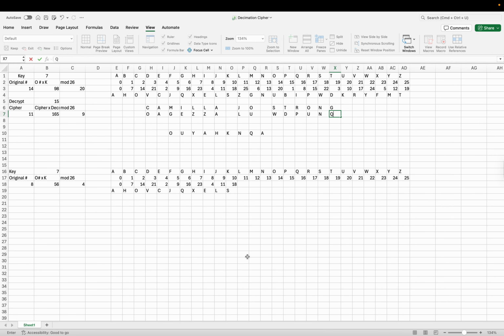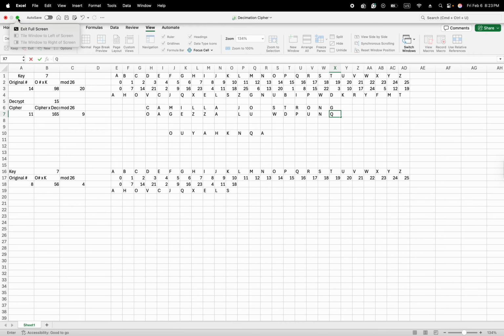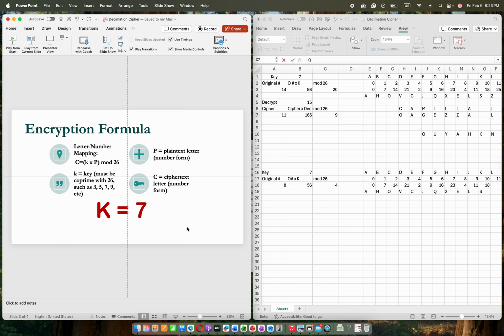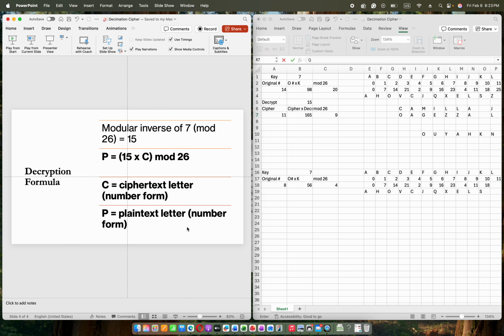Now we're going to talk about the decryption formula. We have to figure out what the modular inverse of 7 is, and I'm not 100% sure I'm saying that correctly. But how you figure that out, you have to find a number where 7 times it, mod 26, equals 1.